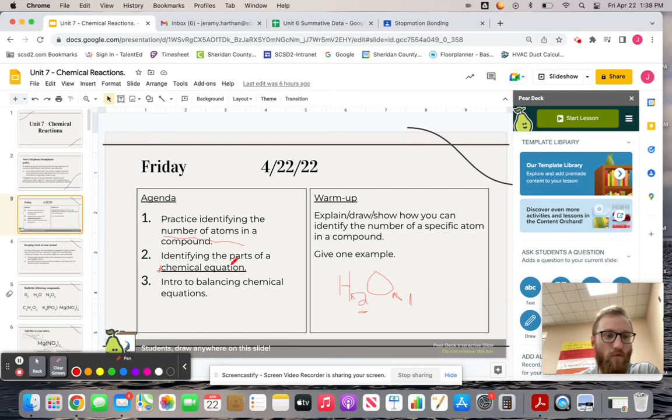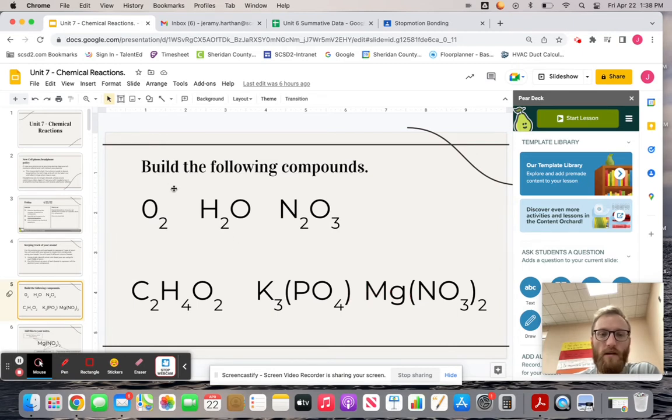So for your practice, I want you to identify the number of each type of atom here. In your notes, just go through. This one's very easy, right? O2. So you write oxygen, 2. Okay, same thing here, same thing here. Now, as we get down here, you'll see it gets a little bit more difficult.